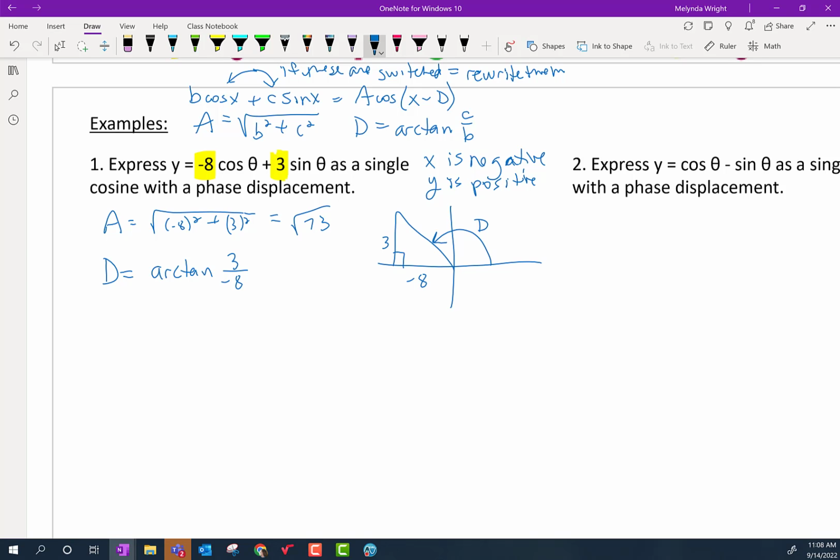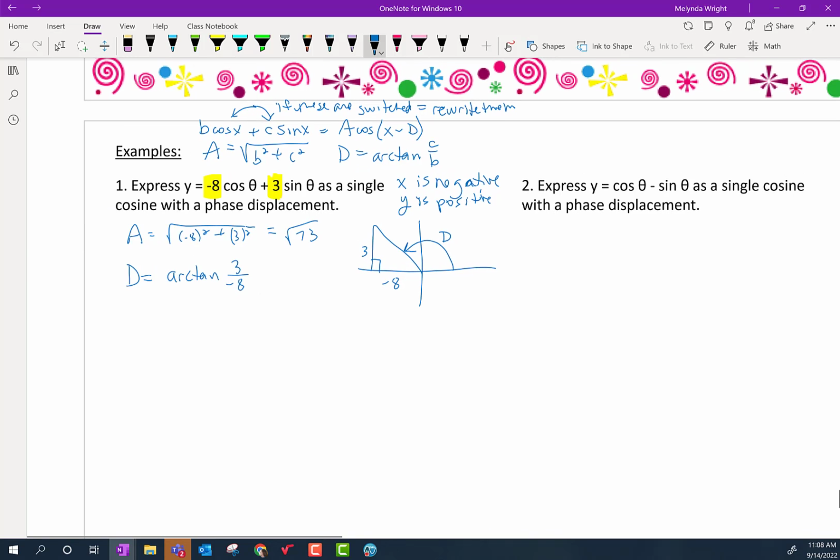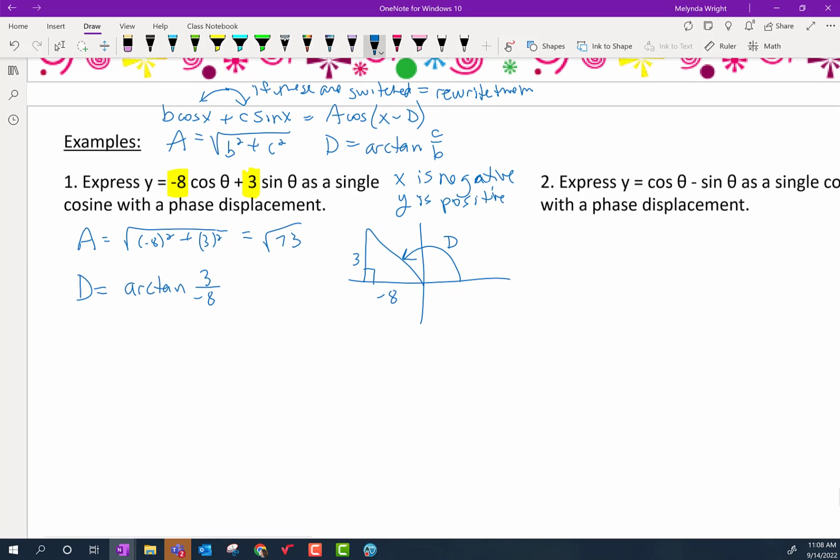Now, these two examples we're going to be doing in radians, but on your homework, some of the examples are in radians and some are in degrees, and you need to pay attention to which is which, because it's going to change the numbers drastically. So right here, we're in radians. So I'm going to go to my calculator. Okay, is everybody good so far? We know we need to do arctangent of 3 over negative 8.